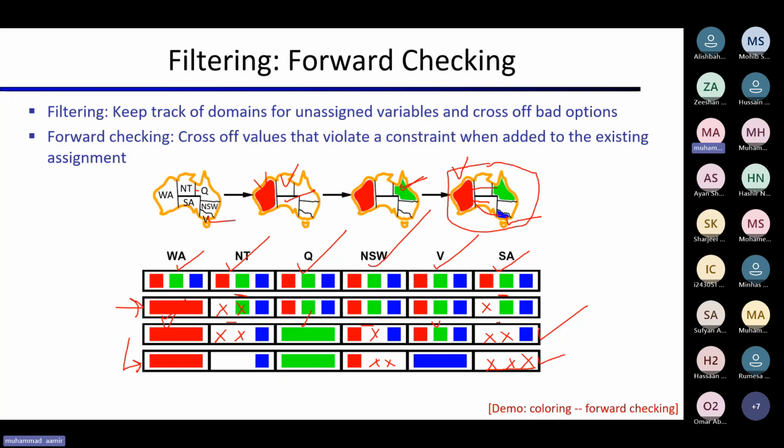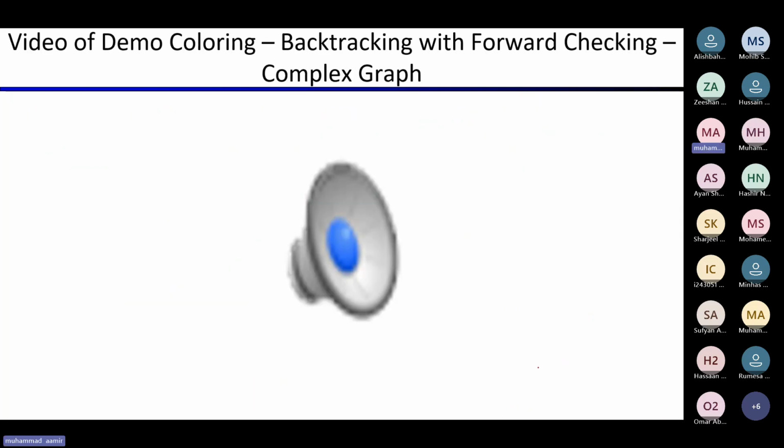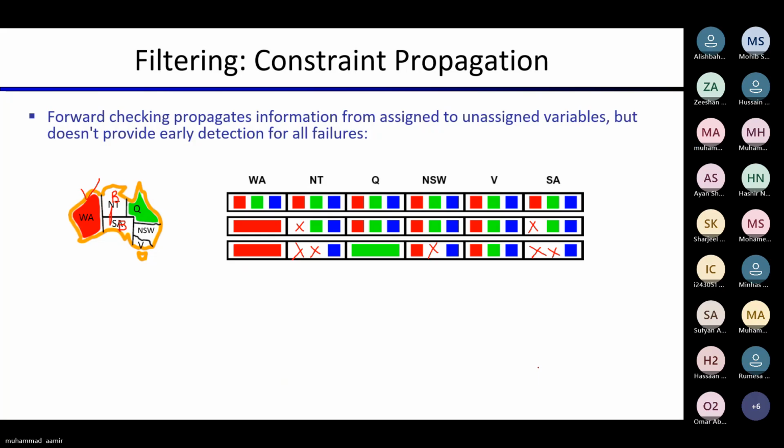But we should actually stop at this step, because even at this stage, our assignment has become inconsistent. So we should have stopped at this stage rather than going next. So this was the problem of forward checking. So how can we further improve the forward checking limitation? That is through consistency.